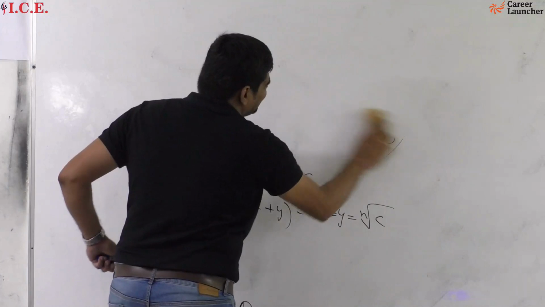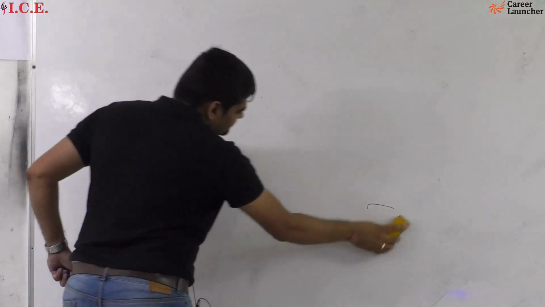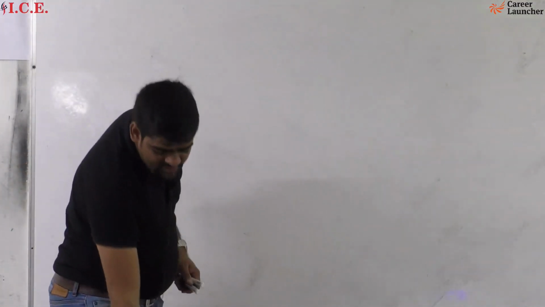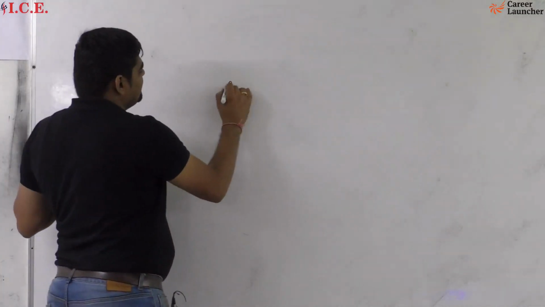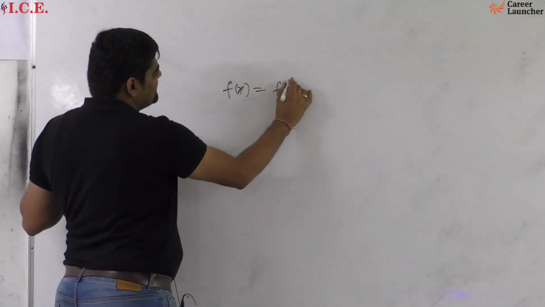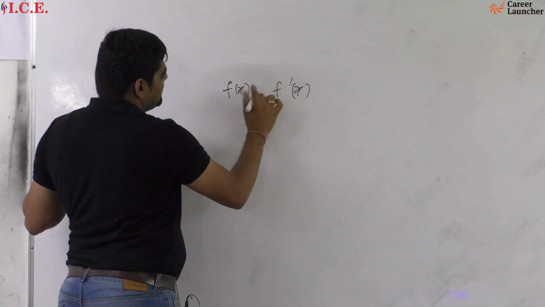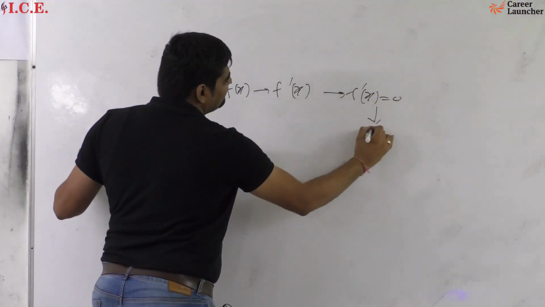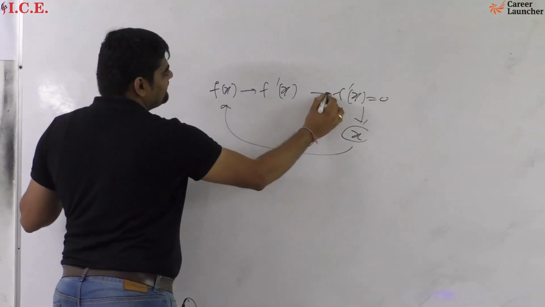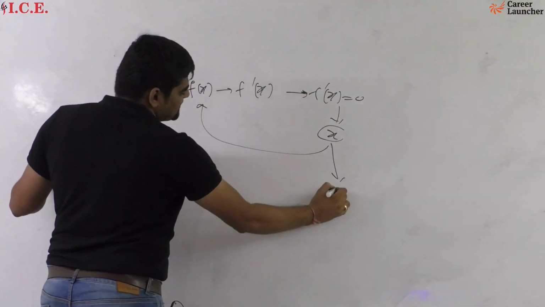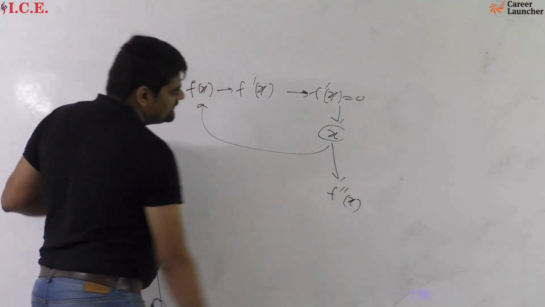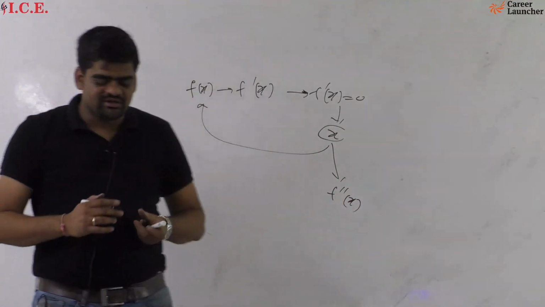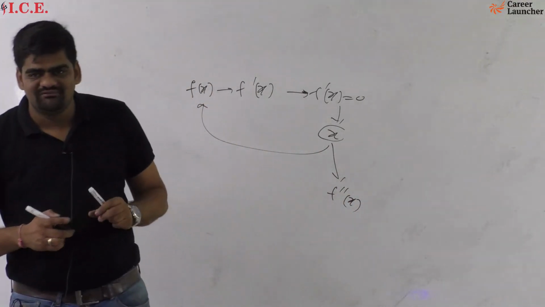What we do in our engineering math portion: we have a function f(x), we take f dash x, and set f dash x equal to 0. You'll get the value of x, put it in the function, and you'll get the maximum or minimum value. If you want to check whether it is maximum or minimum, you can use f double dash x. So you know the method to solve maxima and minima.